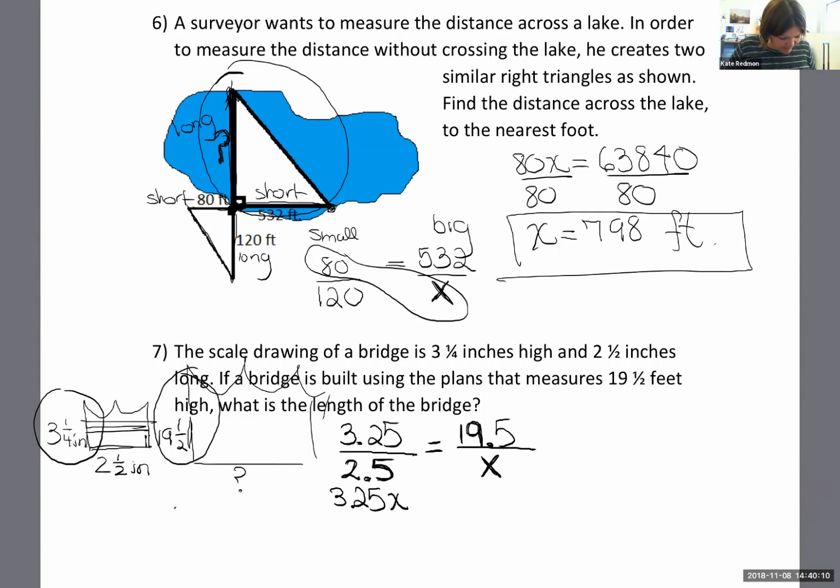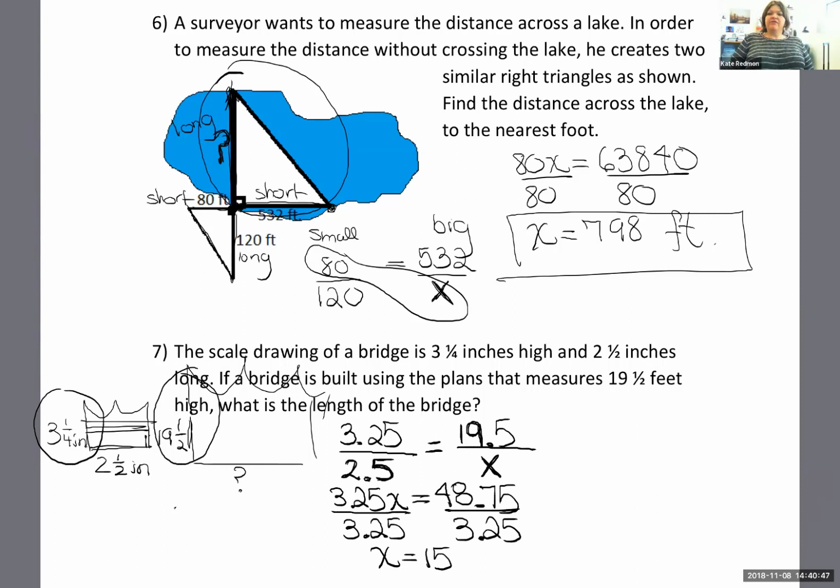So 3.25x is equal to 19.5 times 2.5. Oh, I must have done something wrong. I just got the weirdest decimal I ever saw in my life. Let me try again. 19.5 times 2.5. There, that makes more sense. 48.75. We all cool? And now the final step here will be to divide by 3.25. Oh, and it came out perfectly. I wasn't even expecting that. It's like I planned it.